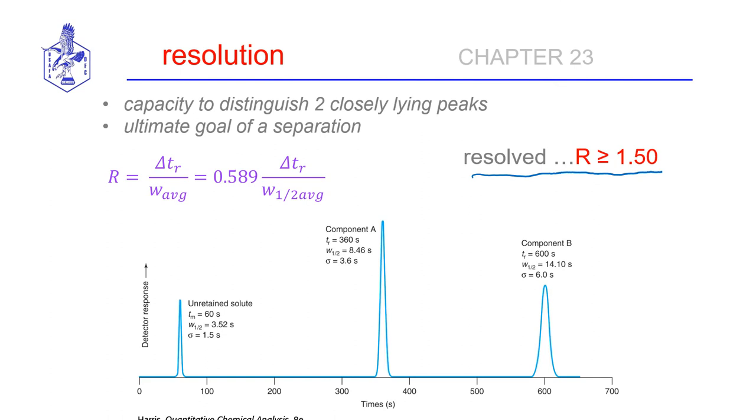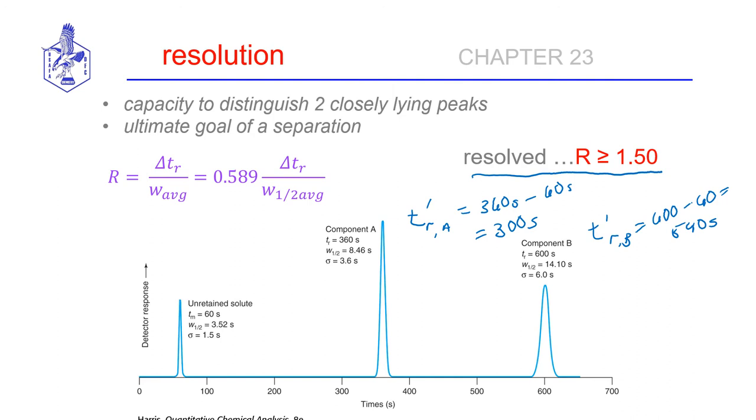How we measure resolution is as follows. Once again, we have this nice chromatogram down here of the separation of two components. So we have component A with its retention time and adjusted retention time. This would be the 360 seconds minus the time of an unretained component, which would be 60 seconds. So the adjusted retention time of this peak would be 300 seconds. For B, it's going to be the 600 seconds minus the 60 seconds. So that's going to be 540 seconds. So there are your adjusted retention times for those two peaks.